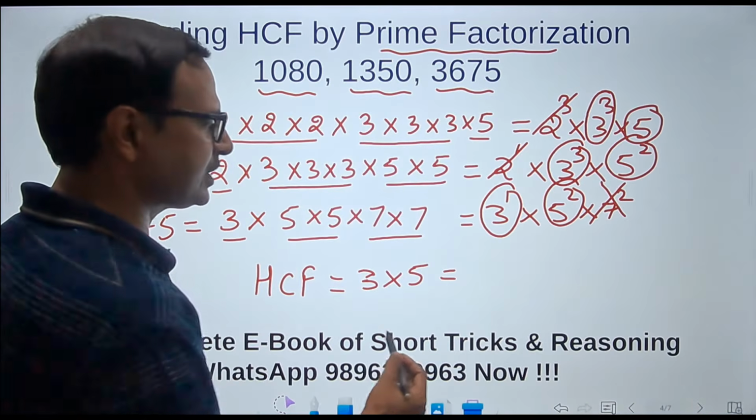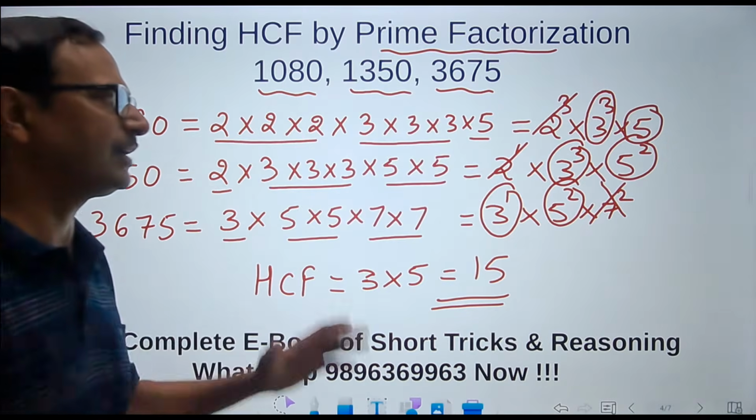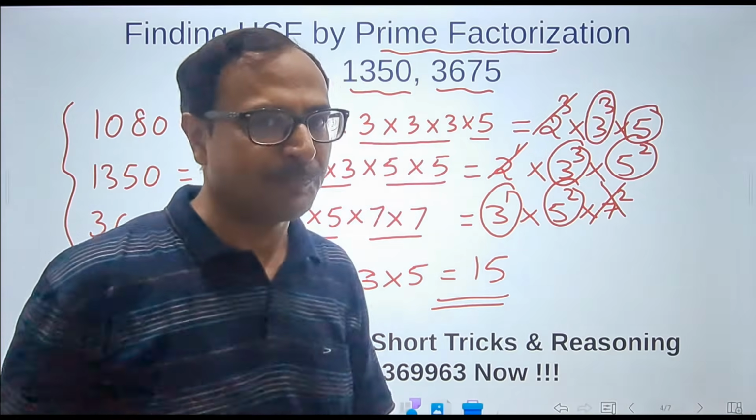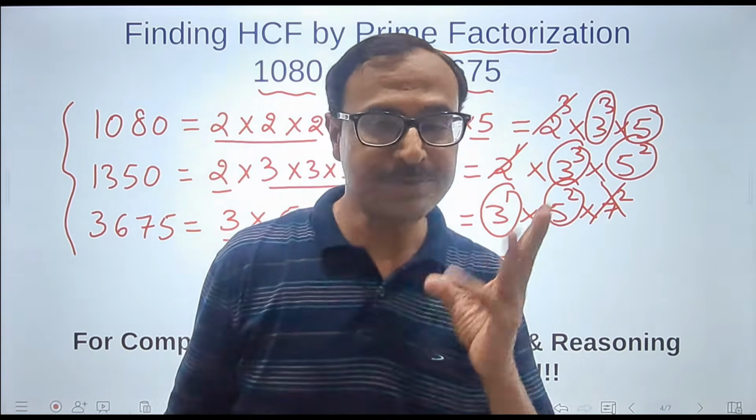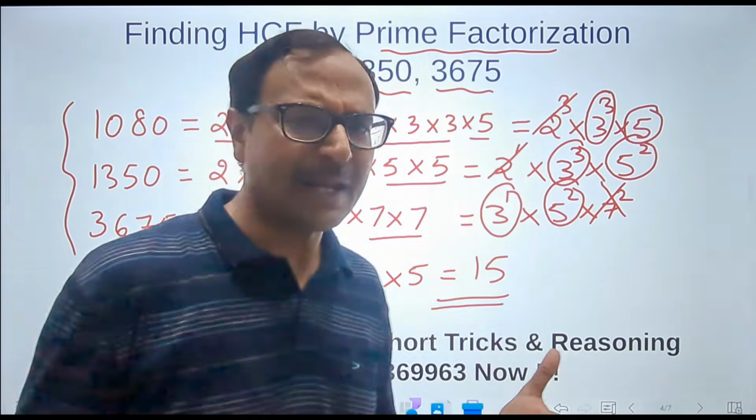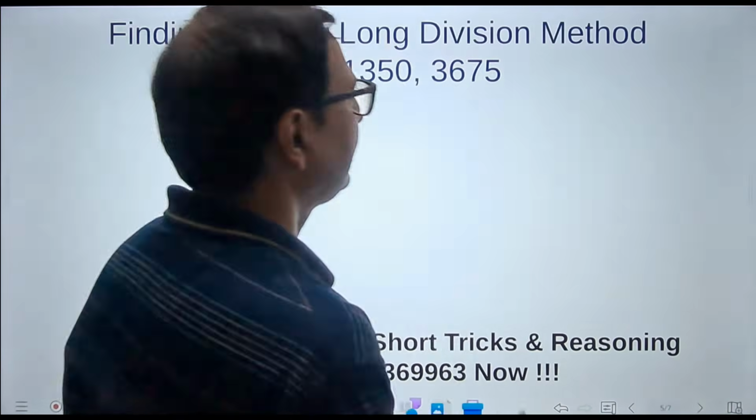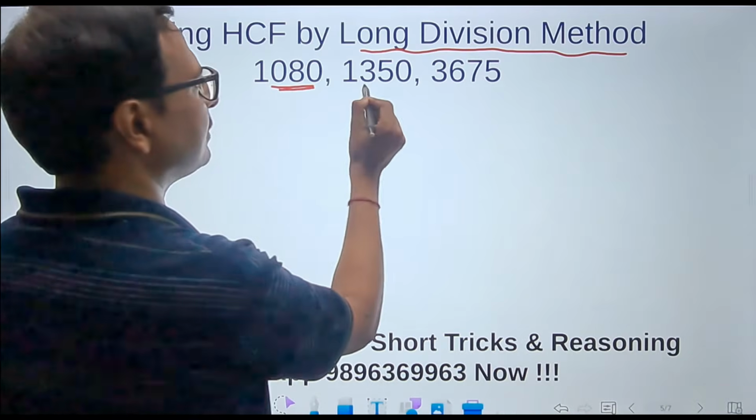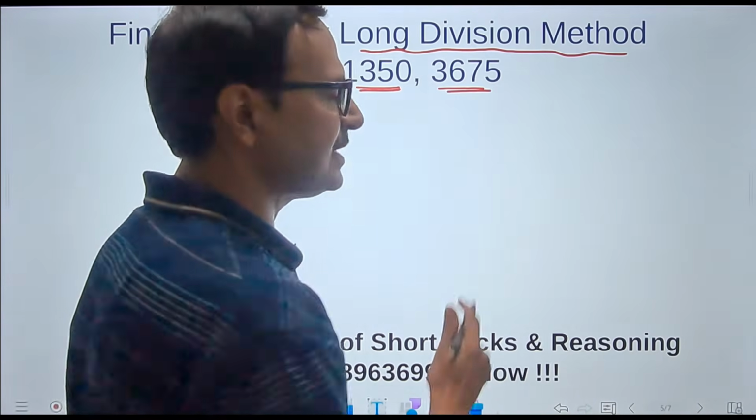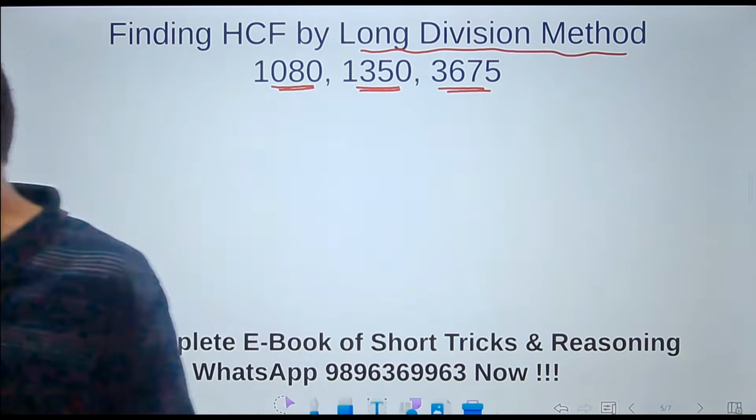So the answer for the question is 3 5's are 15. So the highest common factor of the numbers is 15. Oh, that took around like 3 minutes, right? 3 numbers, 3 minutes. But there are efficient methods. You call them efficient, right? We want to try the long division method for the same 3 numbers, 1080, 1350 and 3675. Now let's see whether that is more efficient or not, right?